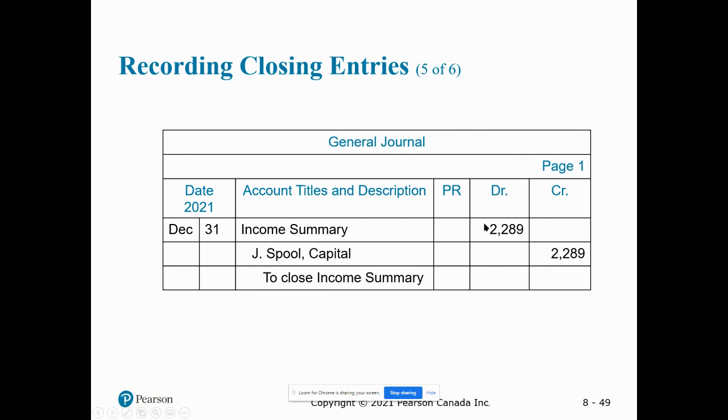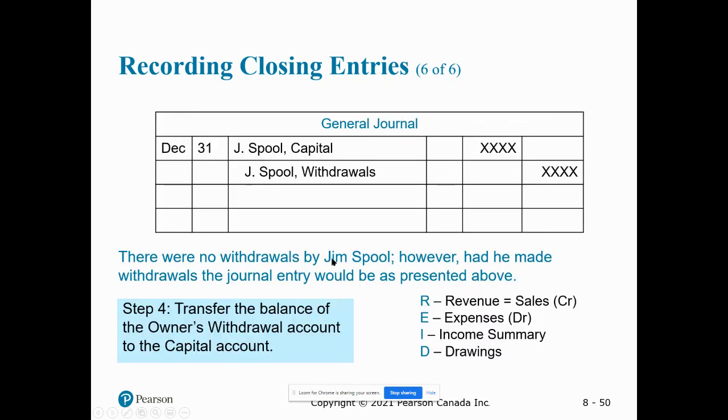I transfer that income to the capital account, and then I take whatever withdrawals there were for the year, and I credit the withdrawal account because it's normally a debit account, and I debit the capital account. Now in this example there weren't any, but if there were, that would be the transaction.